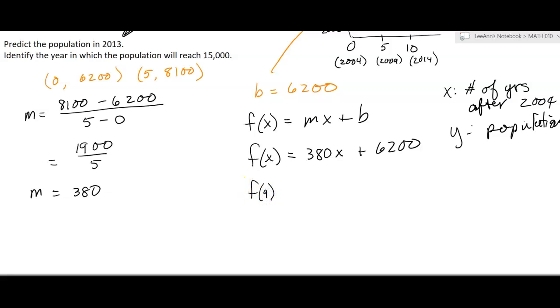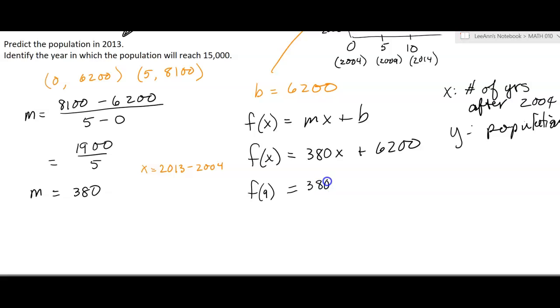Now, where did that 9 come from? It was 2013 minus 2004. So 9 years after 2004, because that's where our graph started, that's what we're evaluating it at. That's what we're going to put in for x.